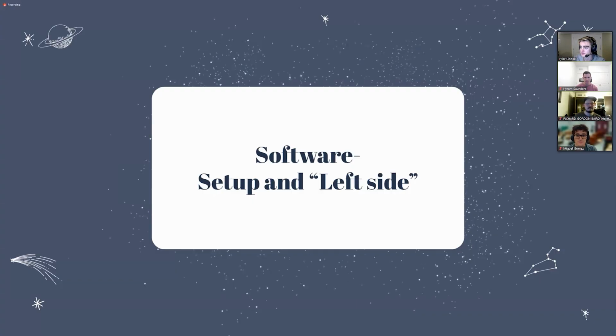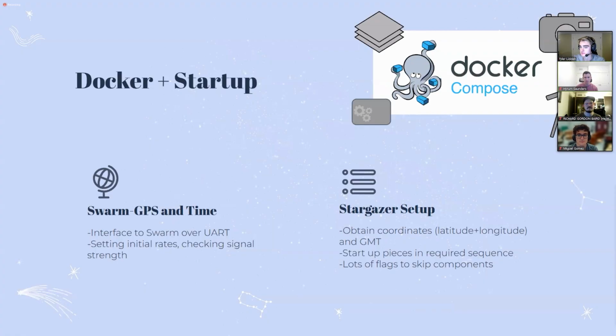So now I'm just going to talk a little bit about some of the setup and the left side of the interface that we saw earlier. All of our setup and running of the code is facilitated by Docker Compose. We split lots of components of the project into their own Docker containers. We're using a Swarm eval kit with a Swarm M138 modem. We use this to get data such as the Greenwich mean time and GPS information, and we interface with it over UART.